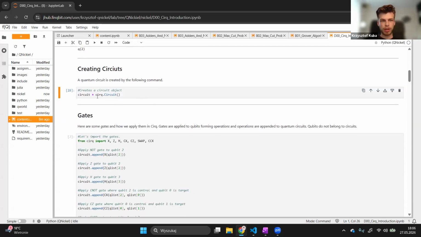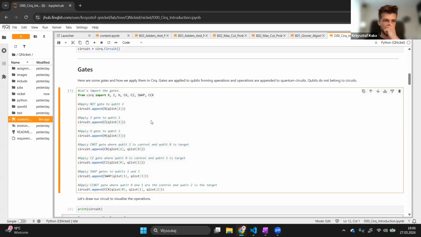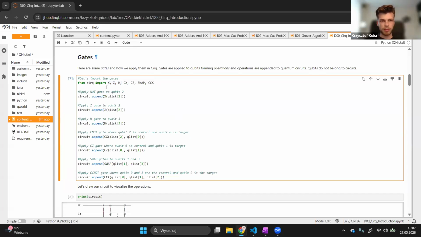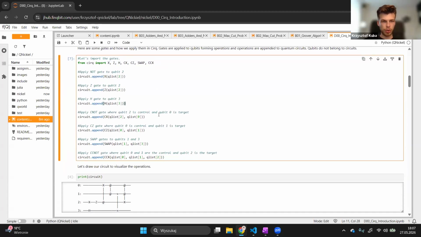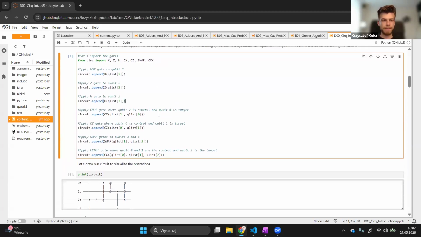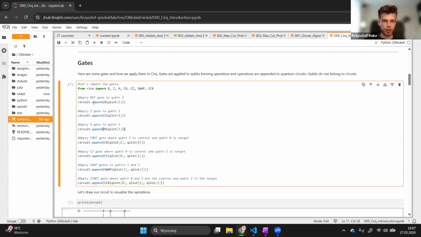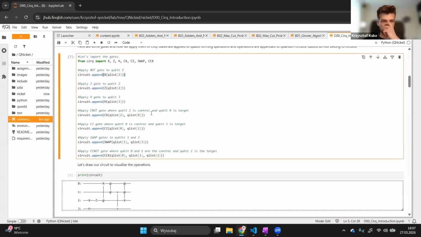We can create a circuit by calling circuit, and we also have basic logic gates like X, Z, H, CX, CZ, swap, and double controlled NOT gates. But this time, instead of small letters like in Qiskit, we have capital letters. And there are two ways to append a gate. One is to call append, then the gate we would like to use, and then the qubit on which we would like to apply this gate.